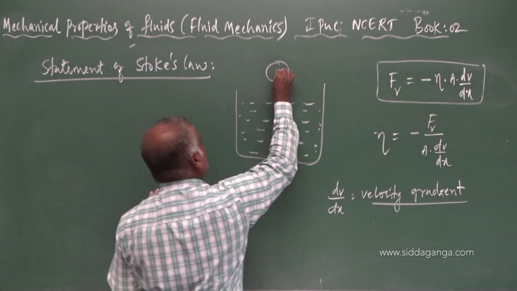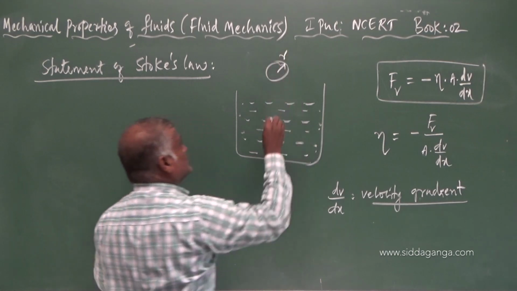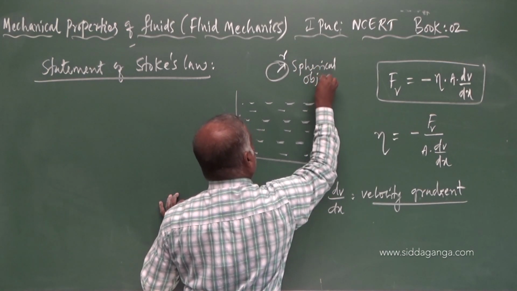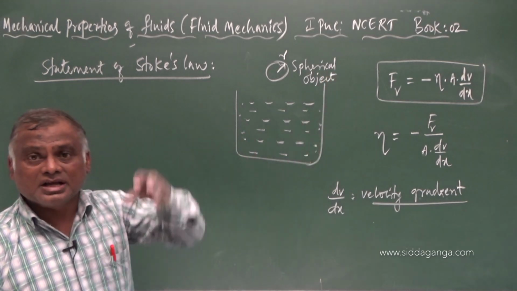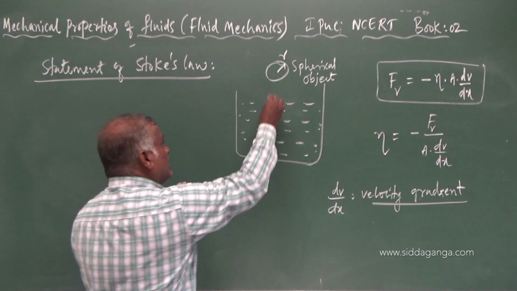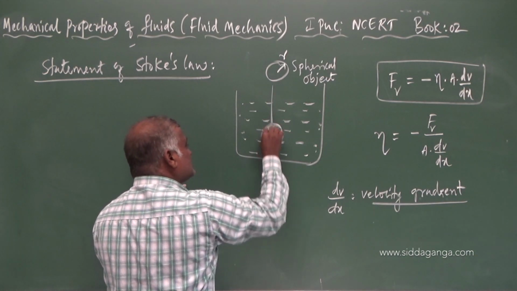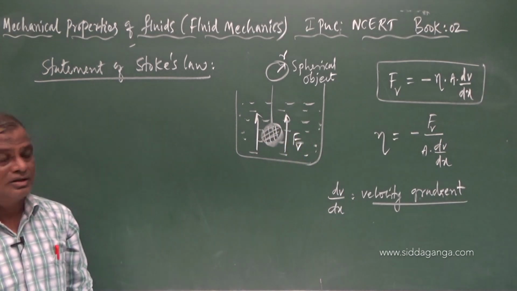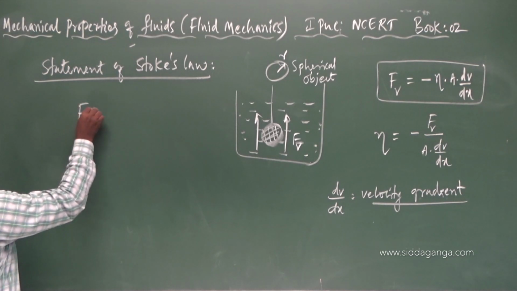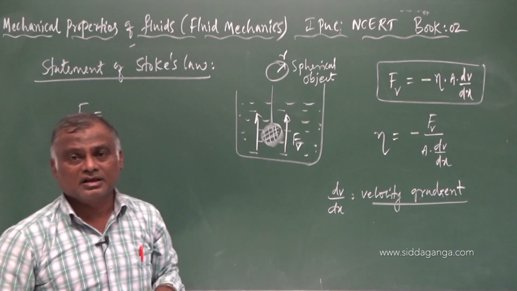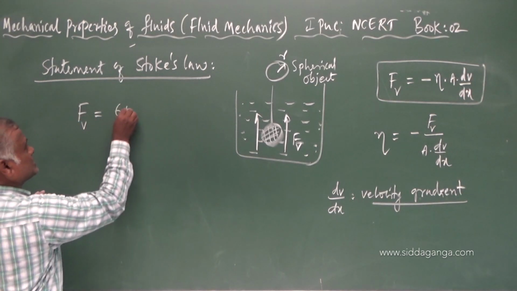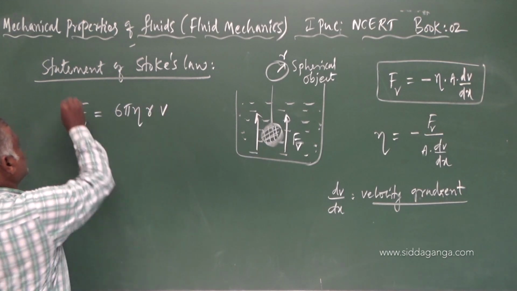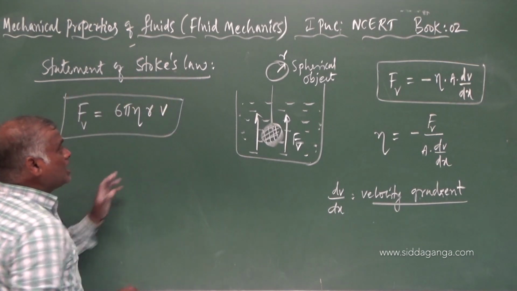if a spherical drop of radius r, a sphere, or you can say a spherical object of radius r, is dropped in a fluid, there is some dragging force, that is viscous force. The viscous force or dragging force on a spherical object is given by the formula 6 pi eta r v. This itself we call Stokes law or Stokes formula.